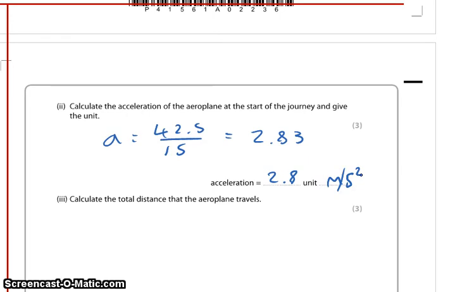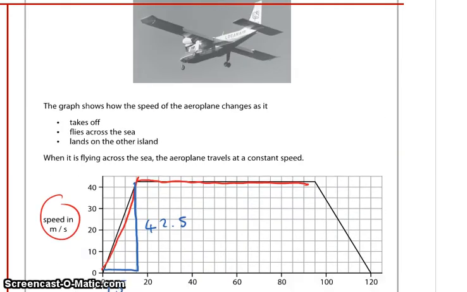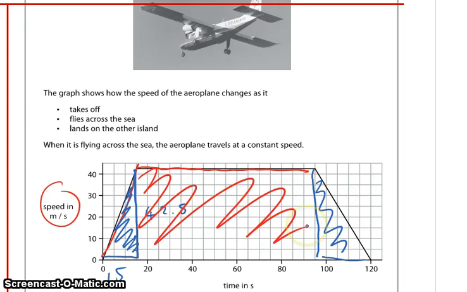It then asks what's the total distance that the aeroplane travels. Again, we're looking at the speed time graph. If we want distance, then we're looking at the area under. So we've got this area here of a triangle, got this area here of a triangle, and then we've got the rectangle in between. So for the first triangle, we're looking at half base times height, which is half times 15 times the height, which is 42.5.